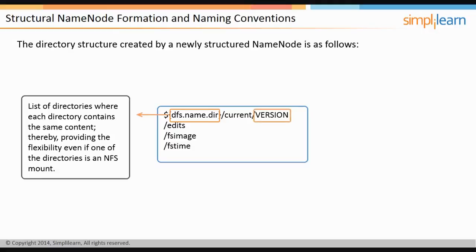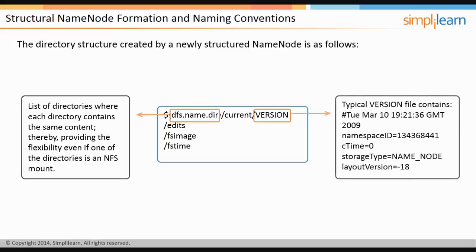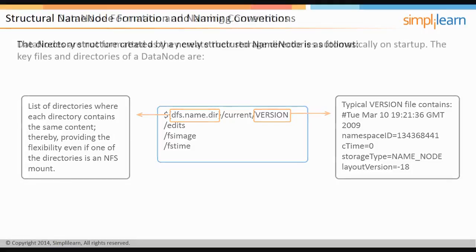The version file, which is a Java properties file, contains information about the version of HDFS that is in use. Example of a typical version file is shown on the screen. Let us understand the Datanode directory structures and files in the next screen.